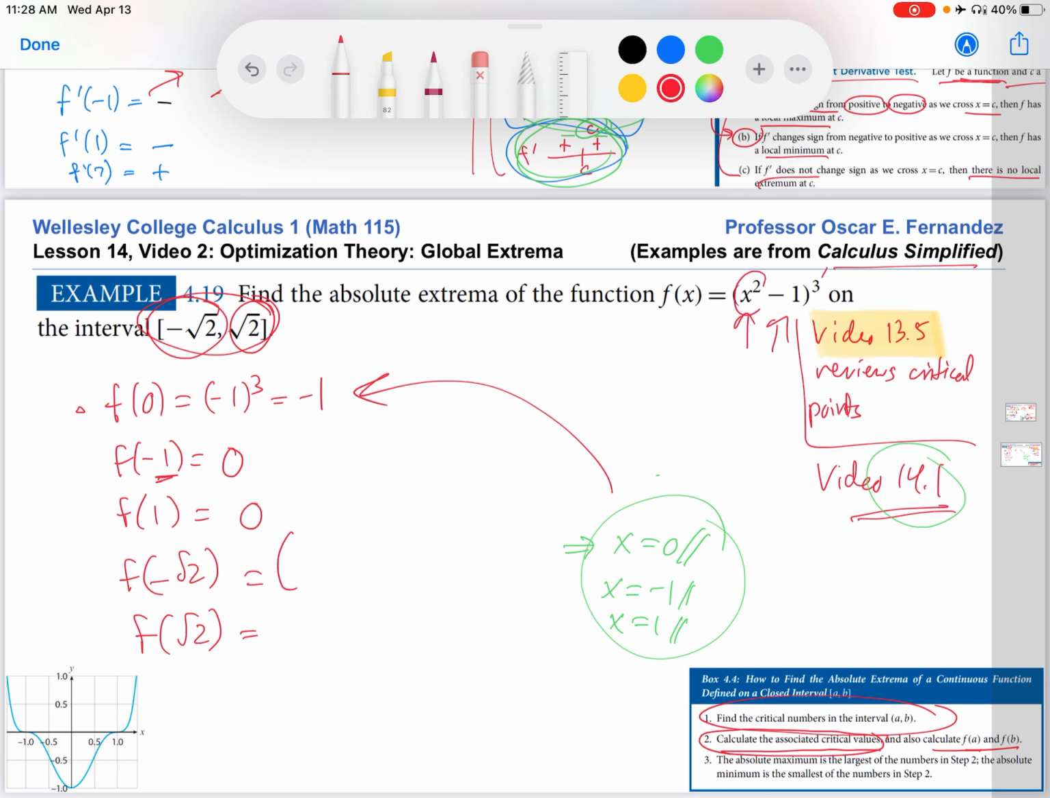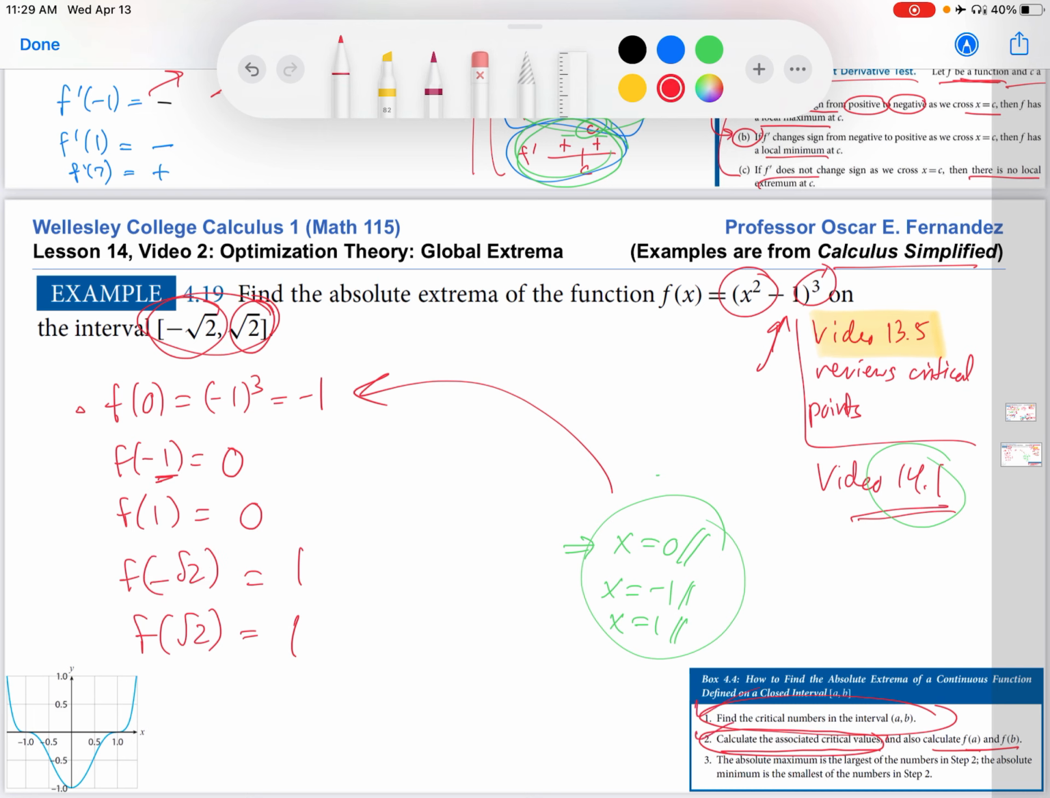So if I square negative square root of 2, the negative turns positive, the square root of 2 turns into 2. So I have 2 minus 1, that's 1, cubed is 1. And then if I do it again for square root of 2, because it's x squared, I'm going to get the same answer. The square is 2, minus 1 is 1, cubed is 1. So this is, again, 1. Now I have all of my y values.